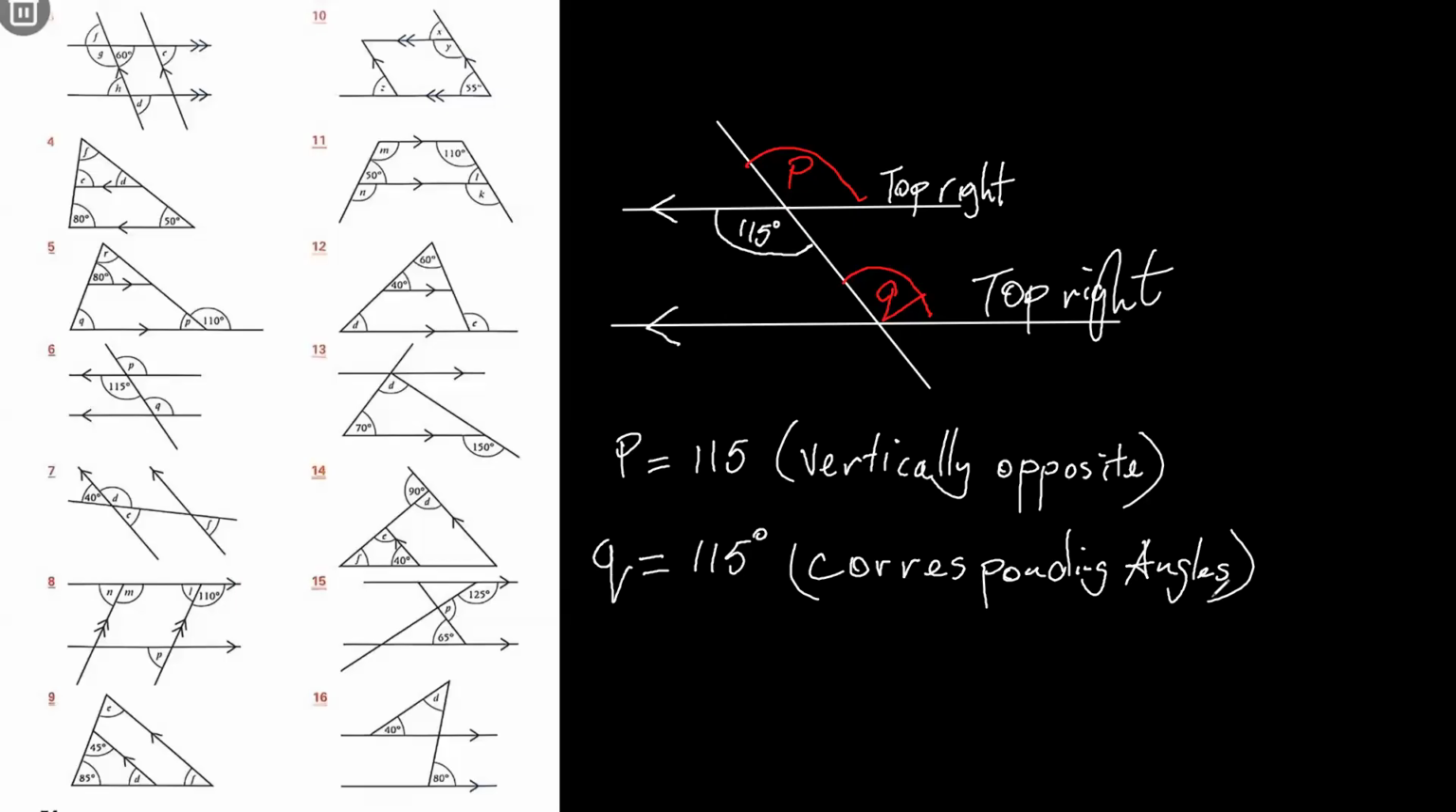All right, so number 7. Let's look at number 7. I just want to draw it over. They had their parallel lines like this, running like this.